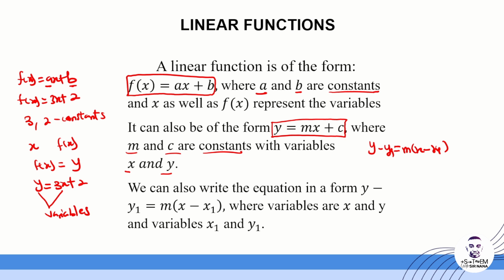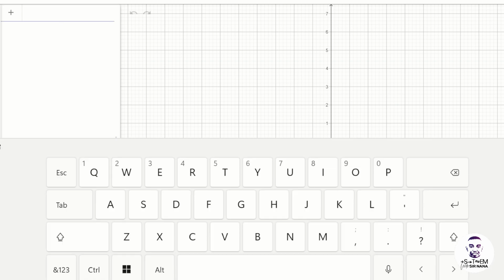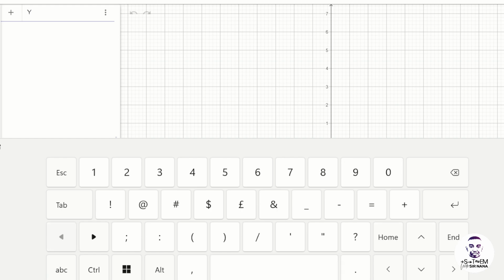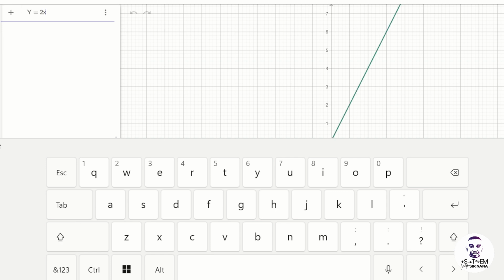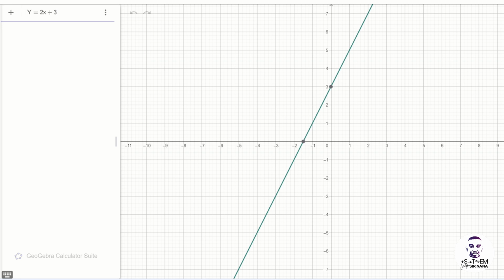Now let's consider how we can graph a linear function. We want to look at how a linear function can be graphed, and we can use a graphing tool, right? There are several graphing tools. We can use GeoGebra, where we can simply input our function. So let's assume that our function is y, right, which is equal to 2 multiplying x, right, and then plus 3.